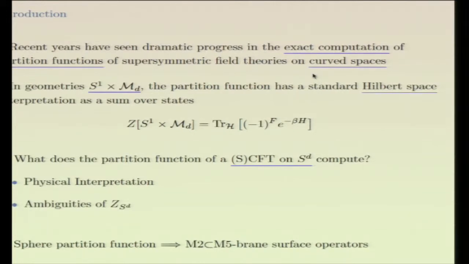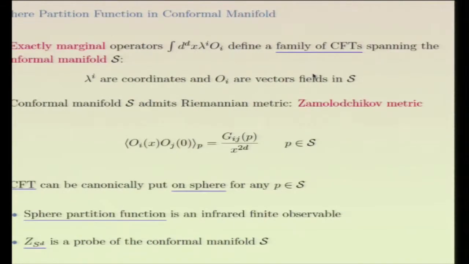Okay. And then what we will use is the physics, the formulas for the partition function of conformal field theories on spheres to give a microscopic description of how M2 branes can end on M5 branes to give you a surface operator in gauge theories. Okay. So let's start with something very simple.